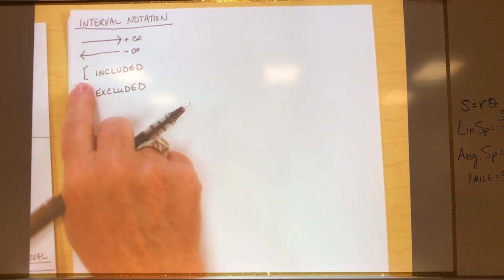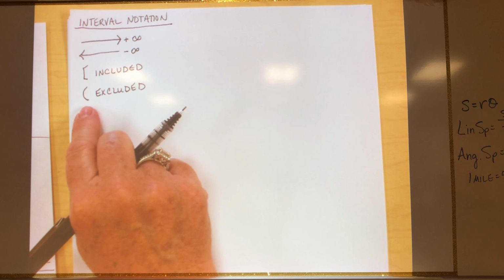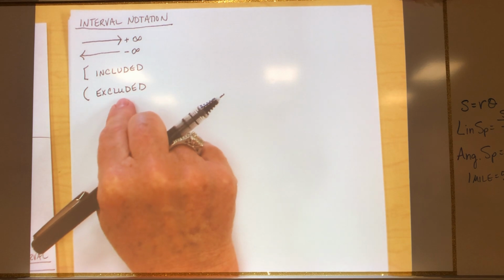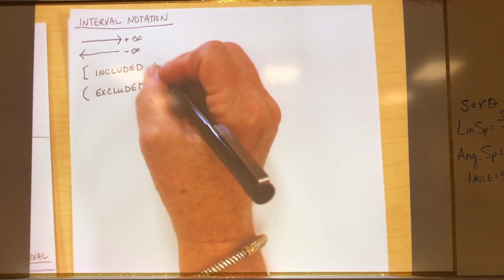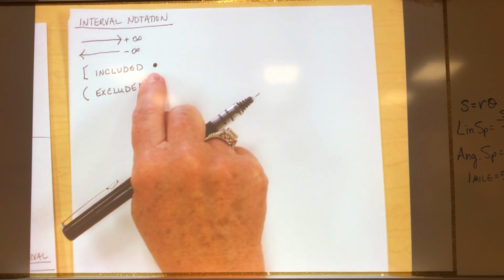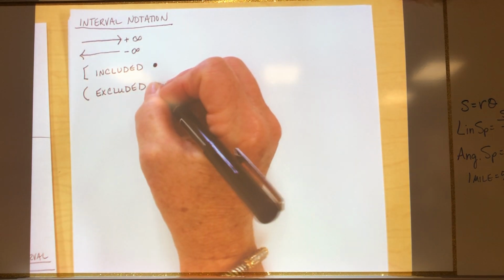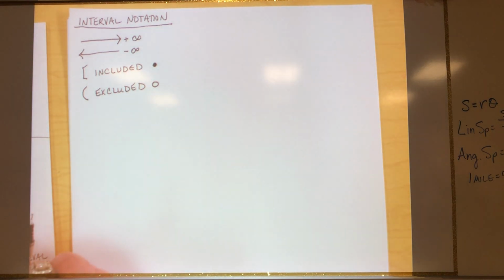Okay? So included, excluded. Now, what about if you were looking at this on a number line? Think about a number line. If I want to include that number in my answer, do I fill the dot in or do I leave it hollow? Does a solid dot mean included or excluded? A solid dot means that number goes with the answer. A hollow dot means that number does not go with the answer.